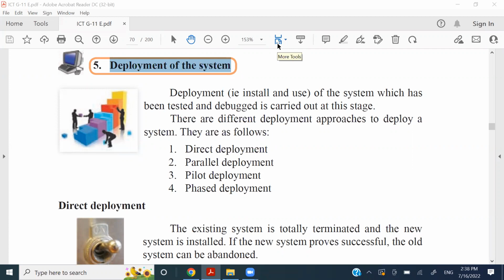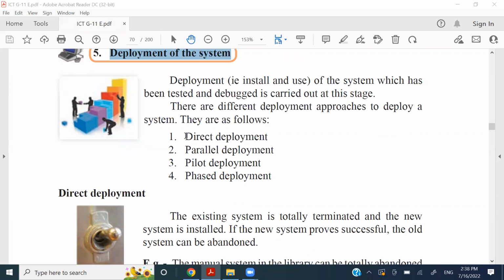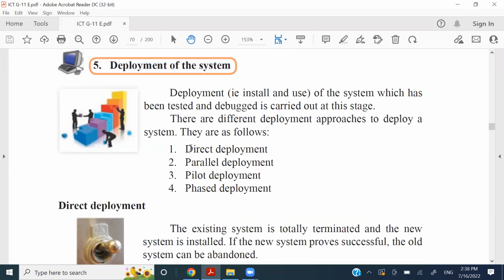So when it comes to installing a system, there are 4 different techniques that we can go through regarding the installation. All right. So these are the installation techniques or the deployment techniques, which is called the direct deployment.